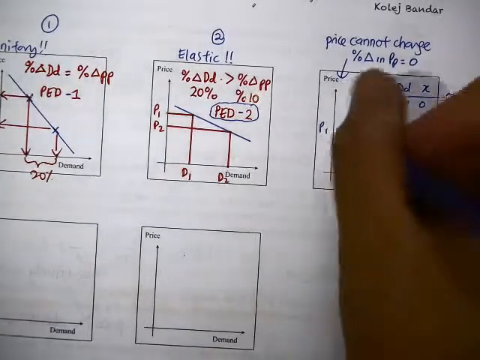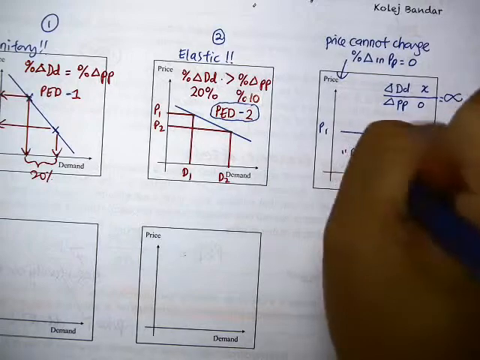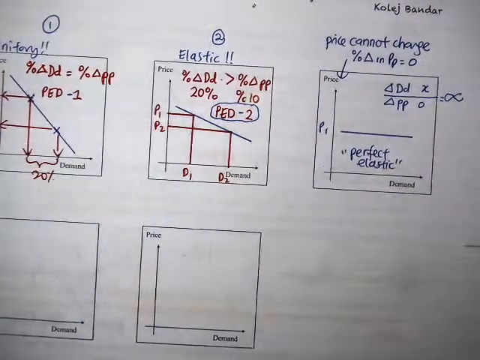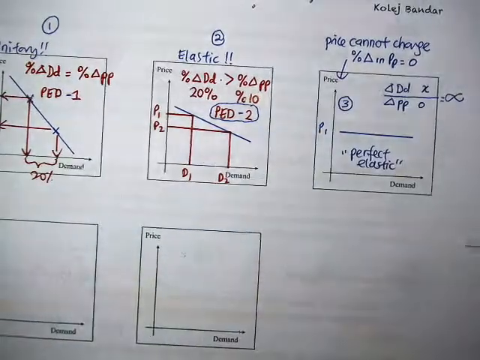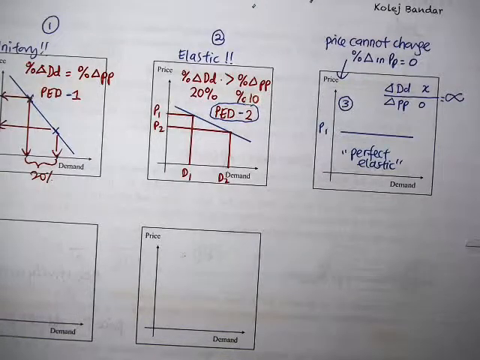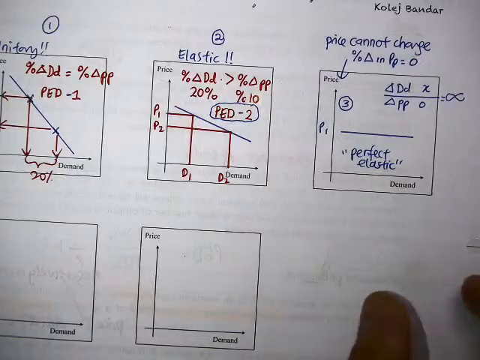Now this is a situation that we call perfectly elastic. I call this number 3. This so-called perfectly elastic demand is a kind of PED that tells you the price cannot change. A slight change in price will totally be unacceptable. So that's called perfectly elastic.